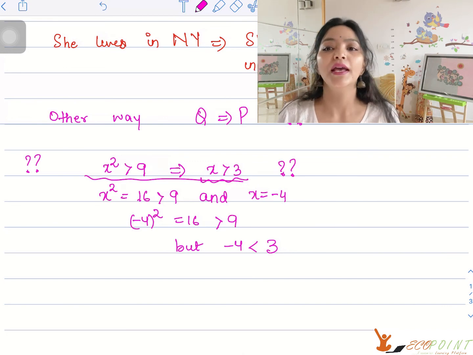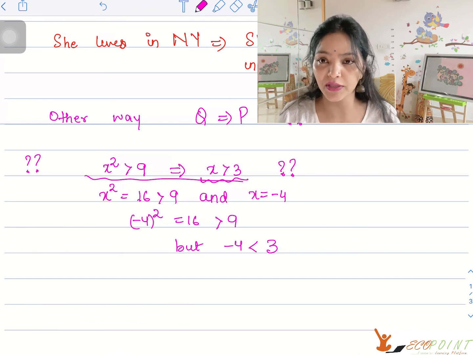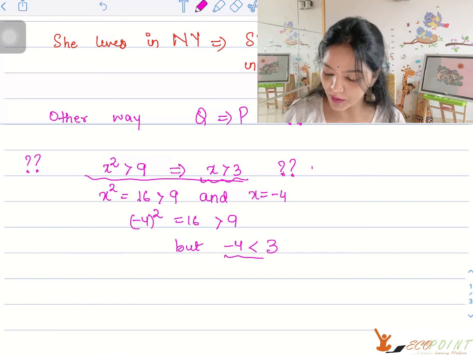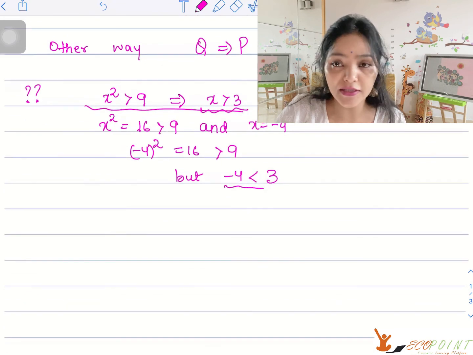Always remember, to counter something, one example is good enough. To prove something, you have to prove each and every case, or whatever cases are possible. But to counter, just one example is good enough. So hence this is not true. This implication is not true.